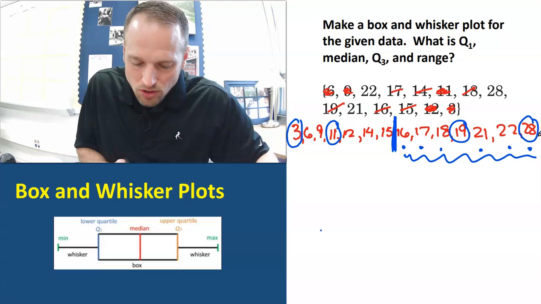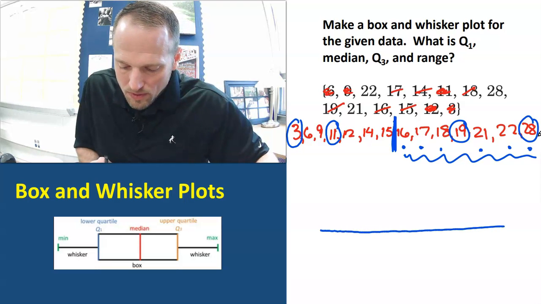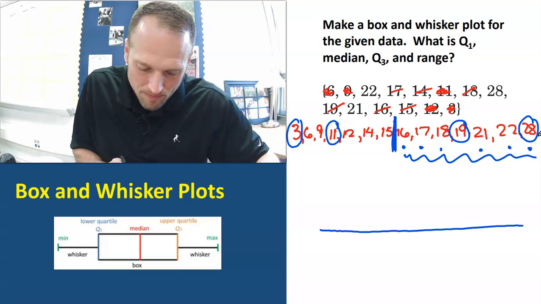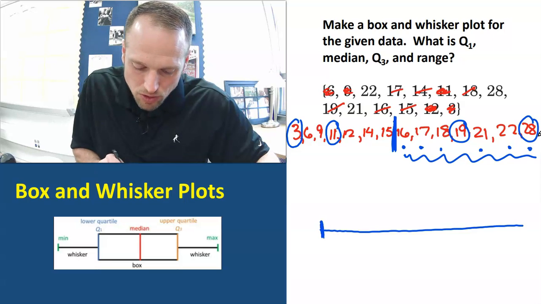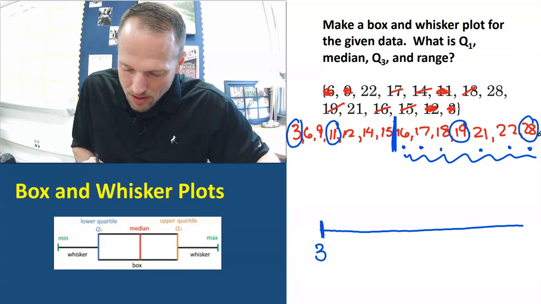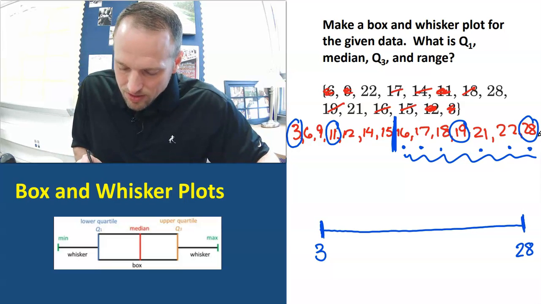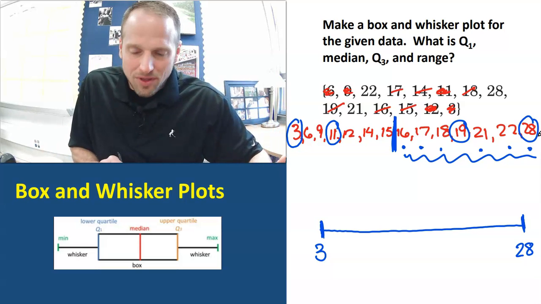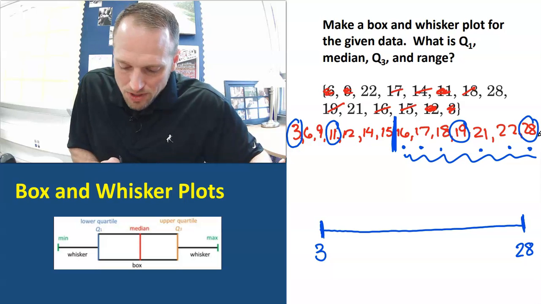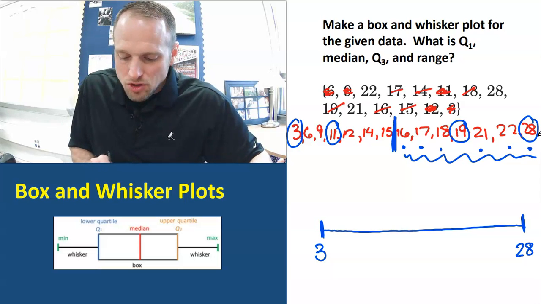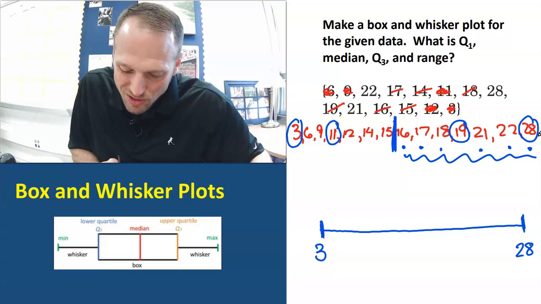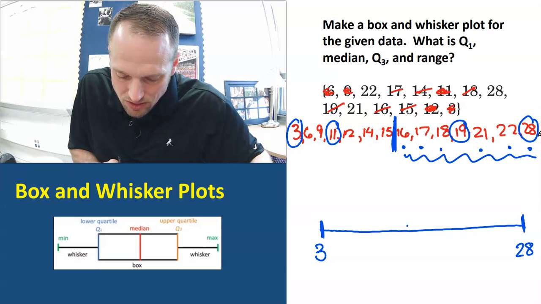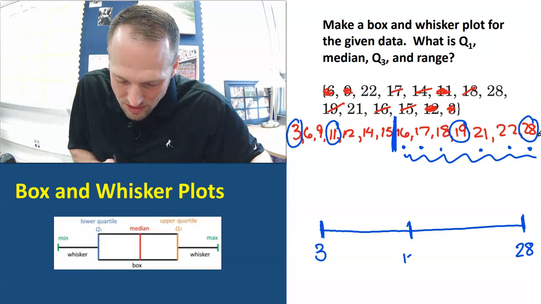So here's what we're going to do. I'm going to draw a line down here. I'm going to put my smallest point at this end, that was 3, and my largest point on this end, that was 28. Now let's get an idea of where different things would be. If I count halfway between 28 and 13, that's going to be approximately 15. So maybe I'll just put 15 about right there.